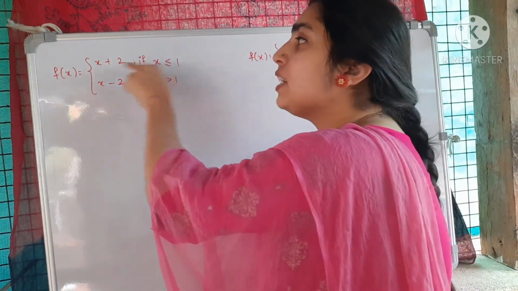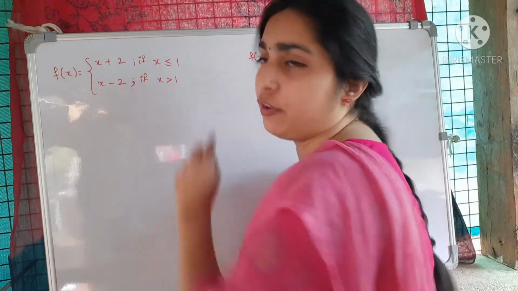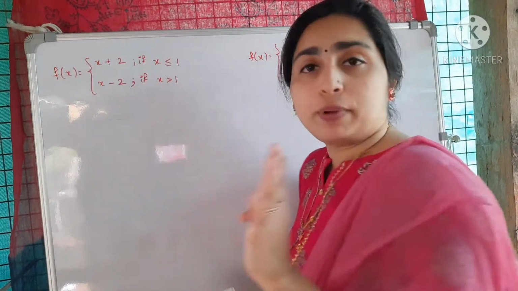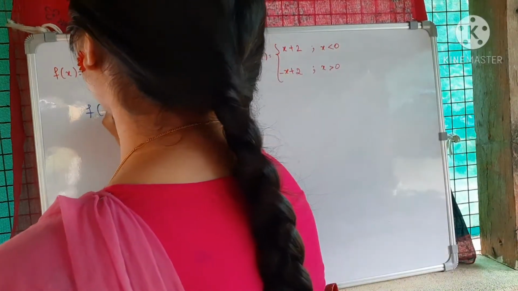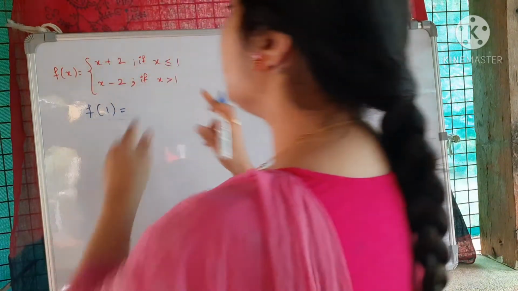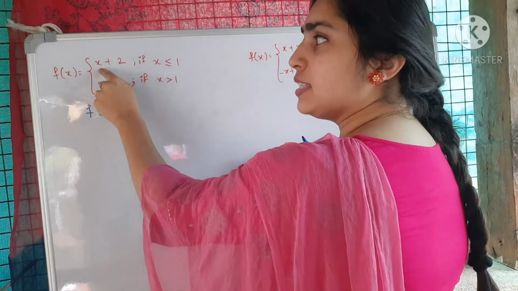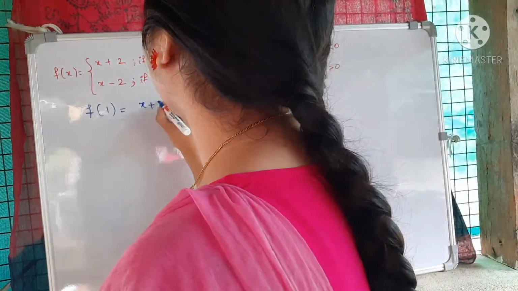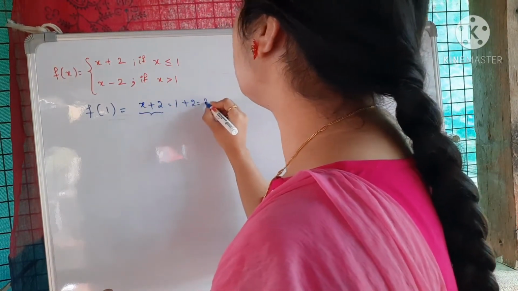For less than 1, it has one value. For greater than 1, it has a different value for f of x. So we will check the continuity at that particular point, x is equal to 1. So we can say f of 1 is equal to, see, x less than or equal to 1. For x is equal to 1, it is this function x plus 2. So I will substitute 1 in this equation, so it will be 1 plus 2, that will be equal to 3.